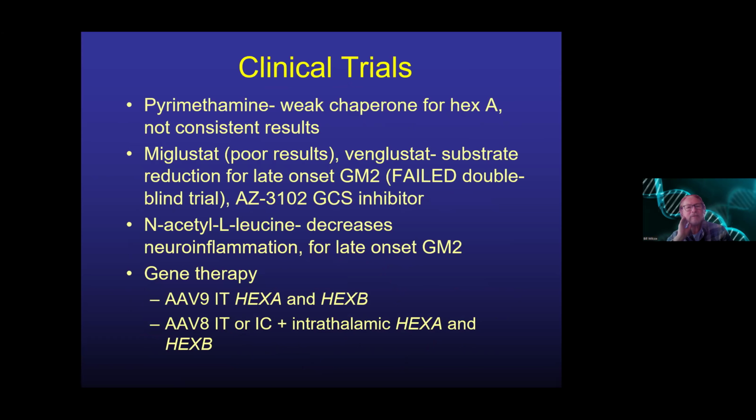Clinical trials have been done for this. Pyrimethamine was tried, and it's a weak chaperone for HexA, and the results are not very consistent. Miglustat had poor results. That's substrate inhibition. Venglustat trial with substrate reduction was just tried for late onset Tay-Sachs, and it failed.